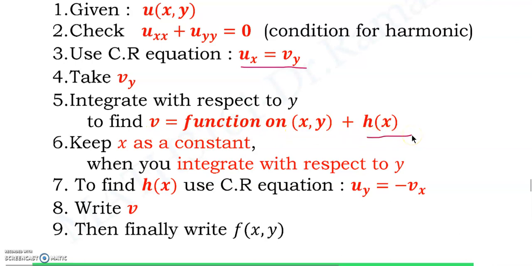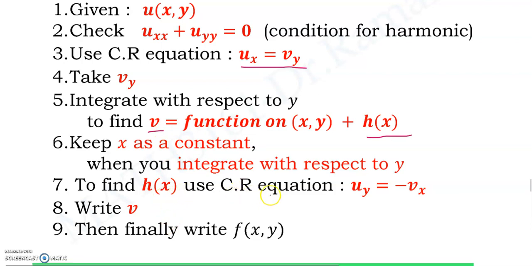This is nothing but the constant, because here we are doing v_y, which means the partial derivative of v with respect to y, so we have to keep x as a constant. Keep x as a constant when you integrate with respect to y, when you find v. Now you have to find h of x. What is the value of h of x?